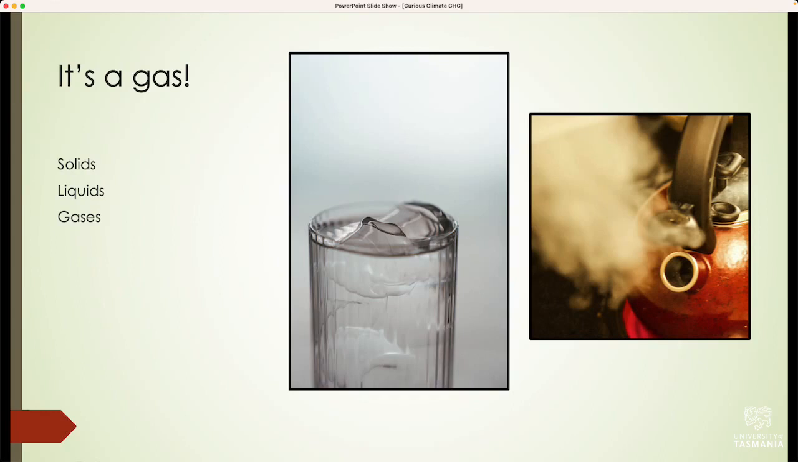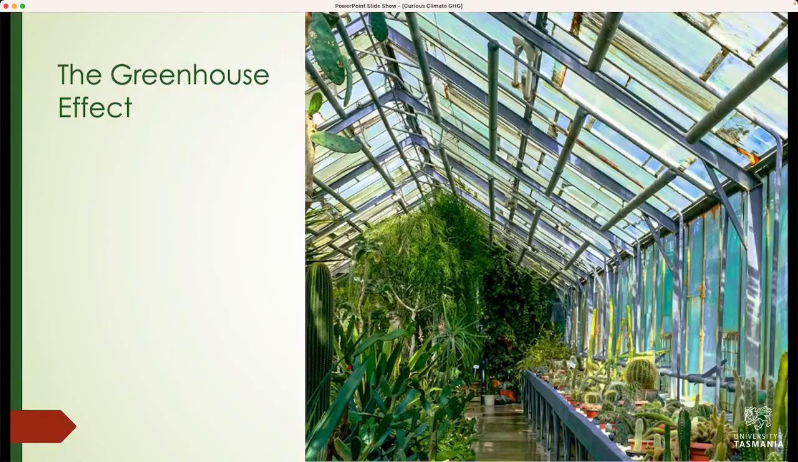Okay, this is the review. So what do we know so far? We know that things can be solid, liquids, or gases, and we also know that water looks different when it's a solid, like a piece of ice, versus a liquid, like a glass of water, or a gas. We also know that air is a gas, and that some gases are even lighter than air and float upwards. All right, with that background, let's talk about the greenhouse effect.